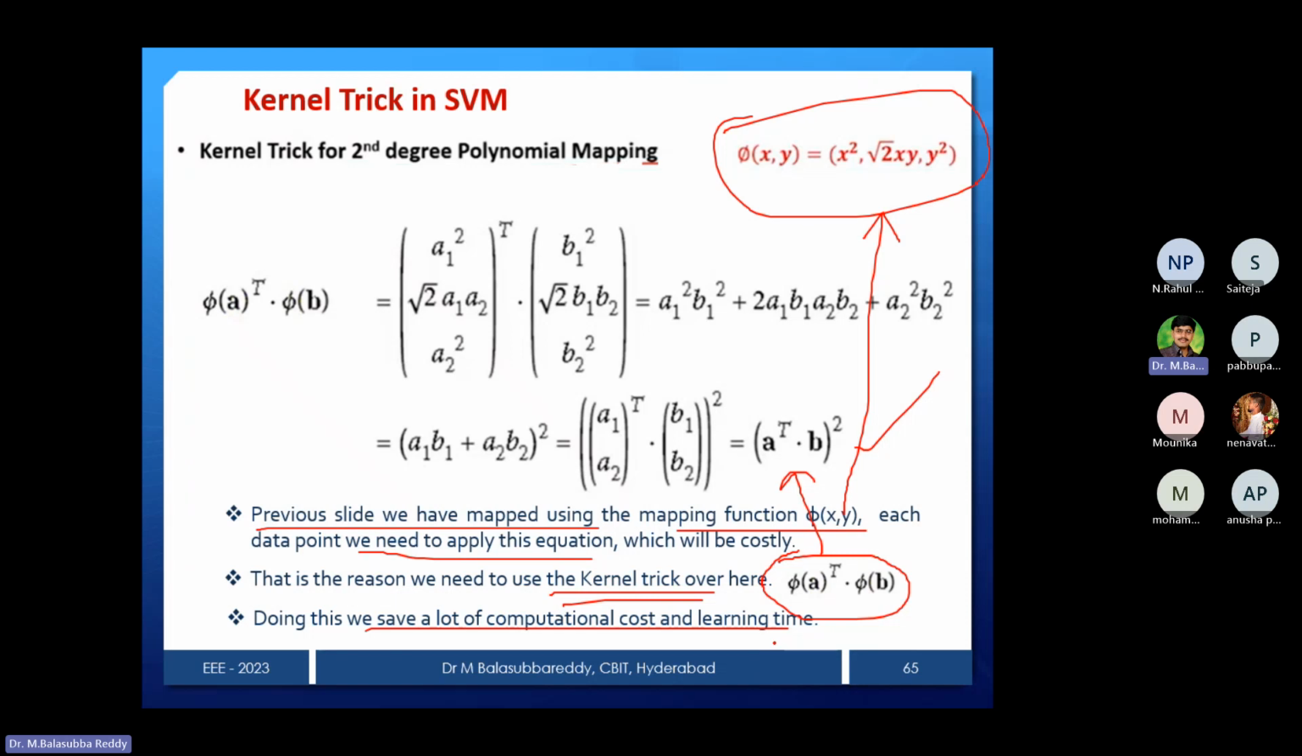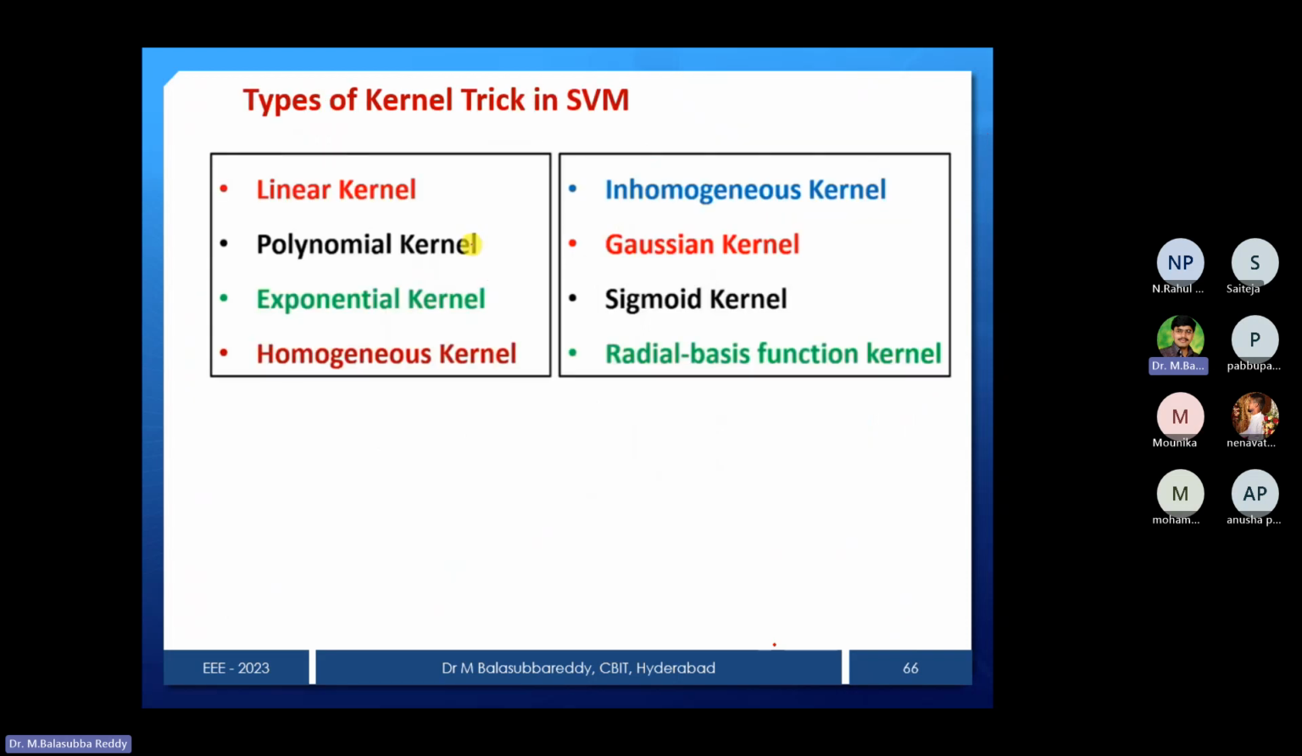Earlier we were using the mapping function phi of x comma y, mapped to x square comma root 2 into xy comma y square. Instead of that, we go for a kernel. Now there are different types of kernels. But in our case, we will simply discuss the classifications of kernels and a small problem, or I can say a small equation. That is all about support vector machines in supervised learning algorithms.